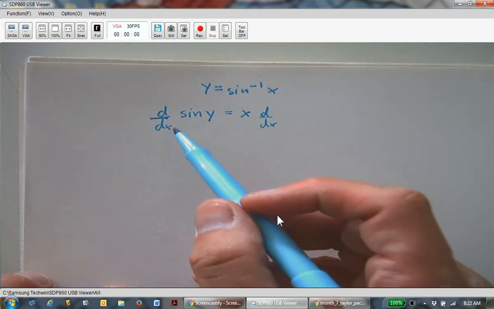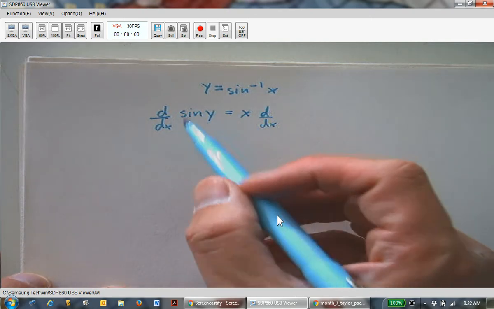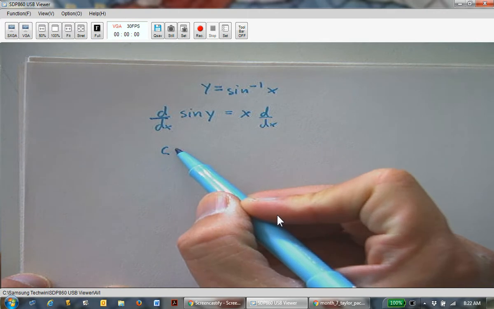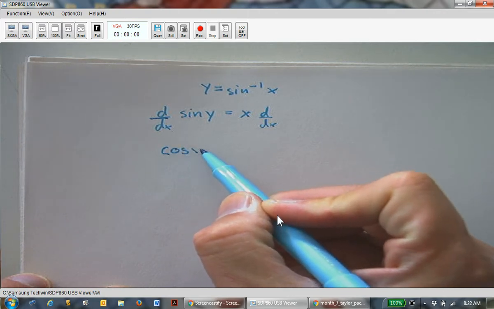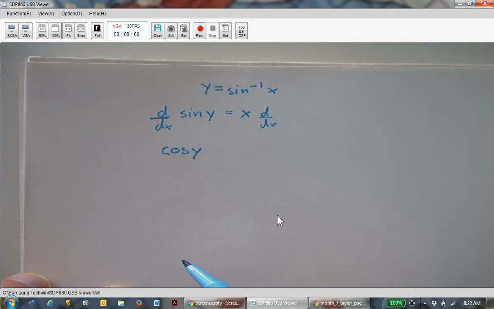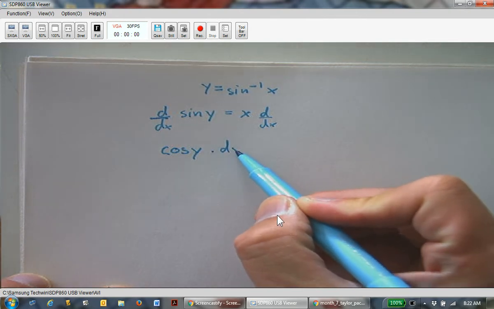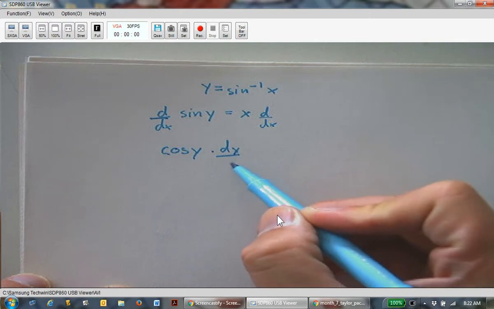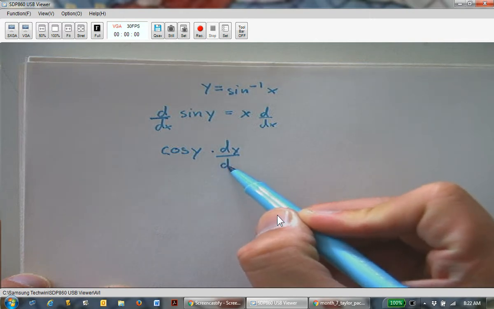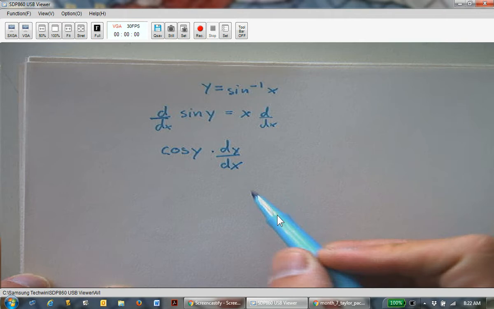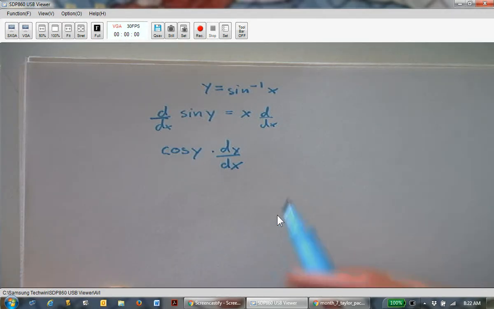So if you remember, to take the derivative of the outside function, this would be cosine of y, times the derivative of y with respect to x. Is that okay? Yeah, go ahead.